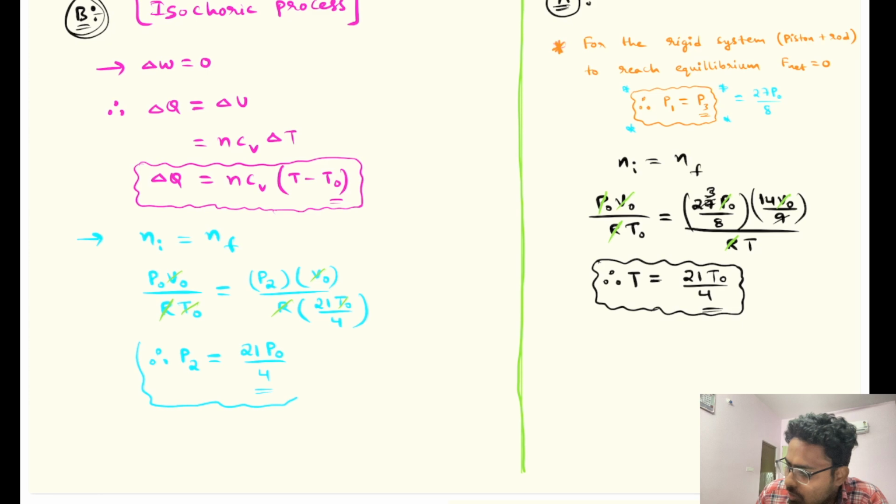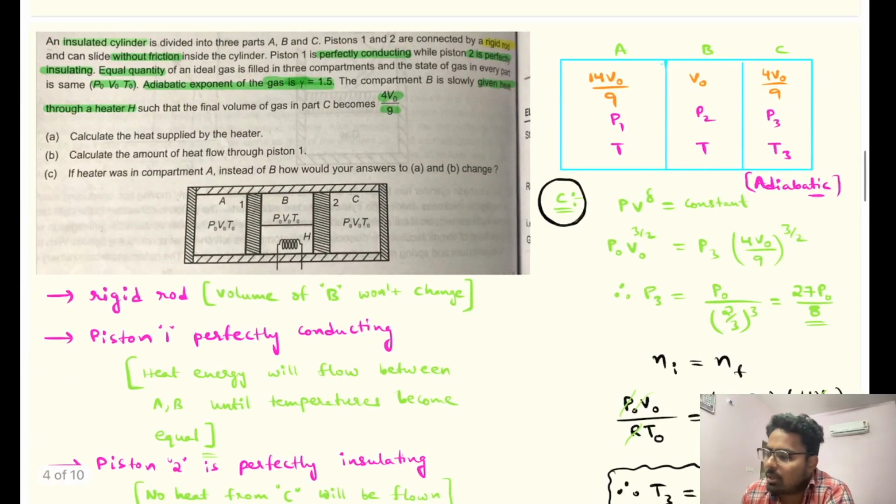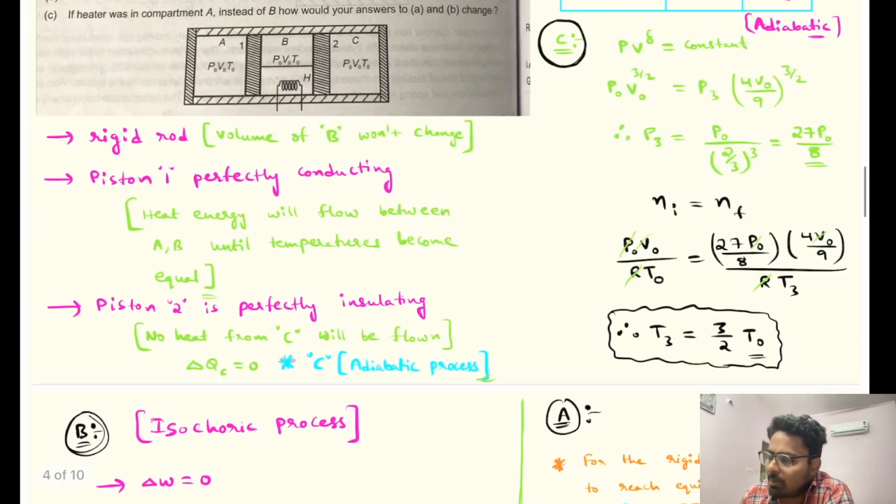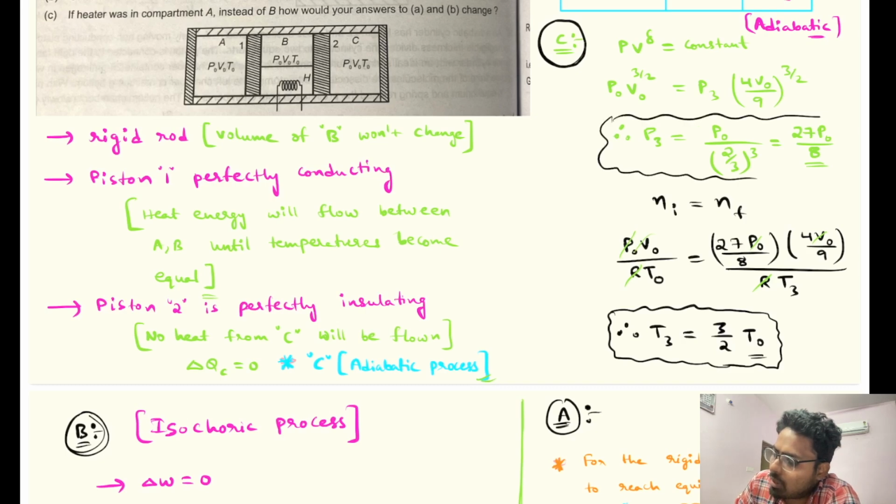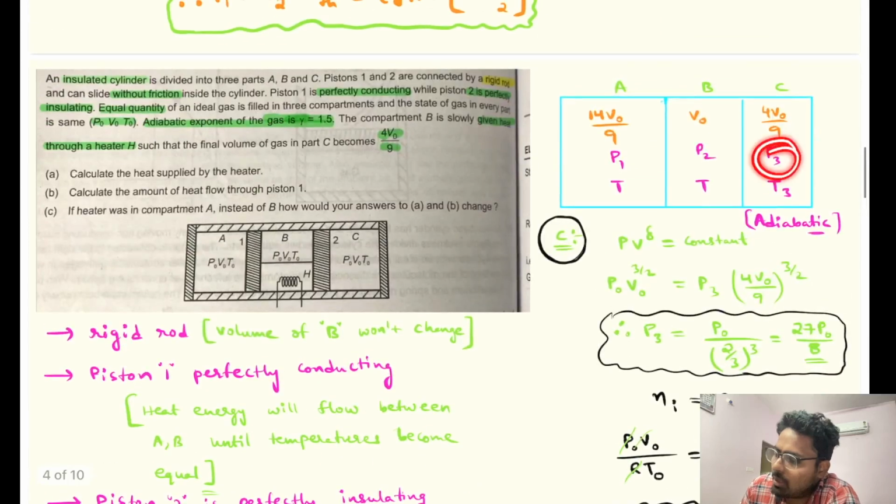So from here you can see I was able to find all the unknowns that we had. What are all the unknowns that we had? First, I don't know what is P3 and T3. From compartment 3 I have found the P3 value. Here is the P3 value. By using that I also found the value of T3. So P3 and T3 are done.